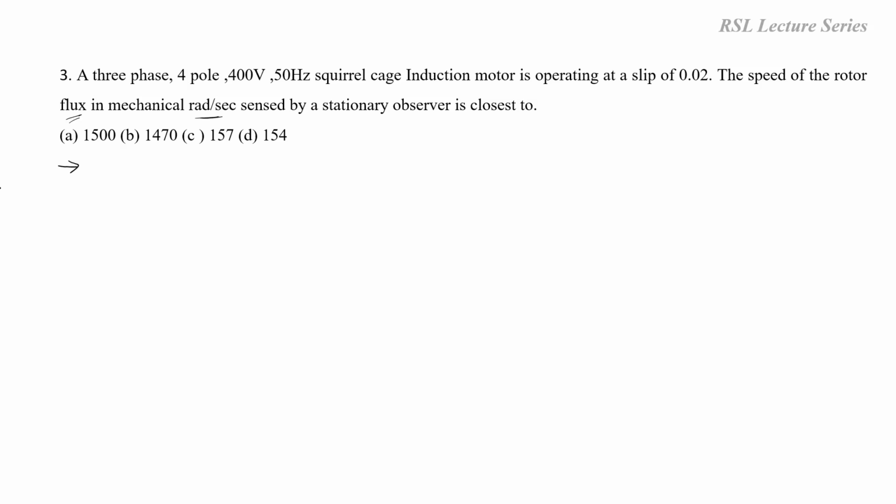So first we'll write the given data. The number of poles P is equal to 4. And then the supply voltage is given, 400 volts. So next, the supply frequency is 50 Hz and then the slip is equal to 0.02.